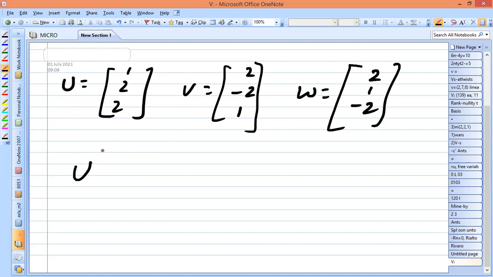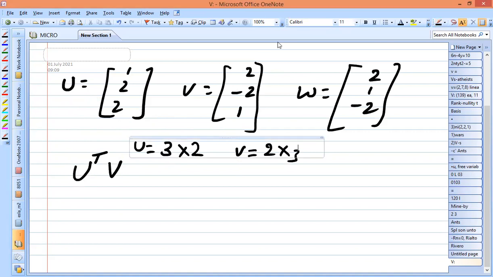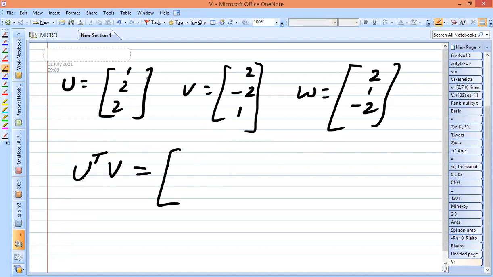Here I'll perform U transpose V, because directly we cannot write UV as they are column vectors, and we cannot have the matrix multiplication. If U is a 3 cross 2 matrix and V is a 2 cross 3 matrix, then only we can perform the multiplication. Keeping this concept in mind, we use the transpose for one of the matrices. So U transpose V: whatever the column elements are, they are shifted to the row, and V is 2, minus 2, 1.